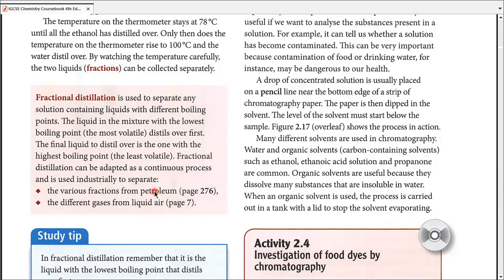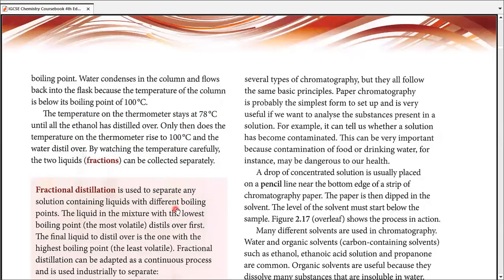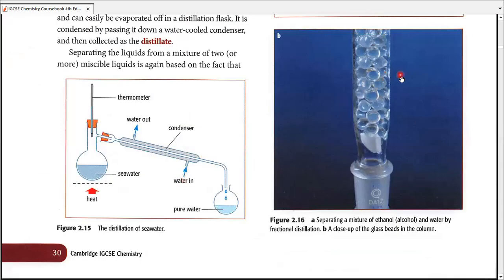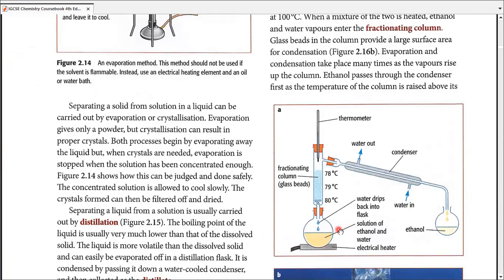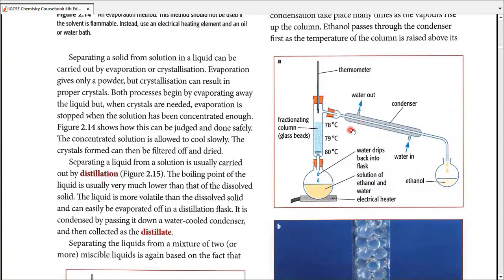Make sense? Yes, sir. If that makes sense, we are done with both fractional distillation and simple distillation. Any questions from these parts? No, sir. It's clear. Okay, the questions for fractional distillation are the same ones as for simple distillation.